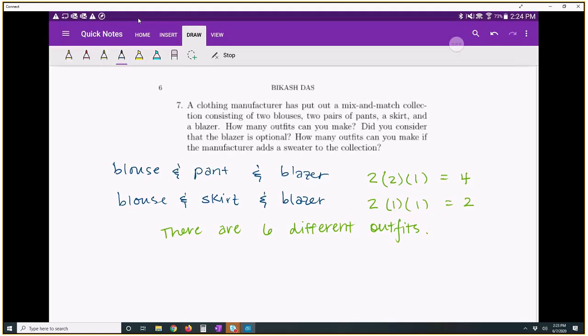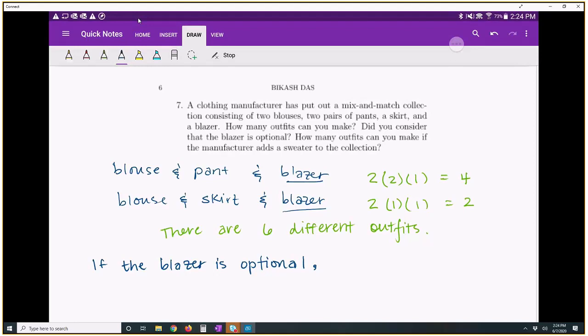Now, the question asks, did you consider that the blazer is optional? And initially we did not. We said that we have to have a blazer. So if the blazer is optional, then we can think of that as another choice.